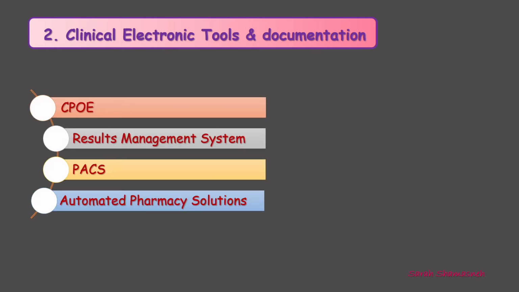Clinical electronic tools and documentation. We have 4 electronic tools used in documentation: the CPOE, which is the computerized physician order entry, provides a more timely and accurate method of ordering tests and medication for patients. Result management system helps in the delivery of test results.